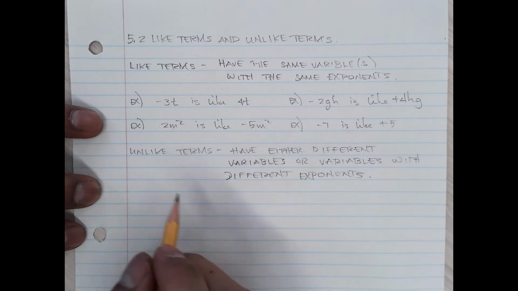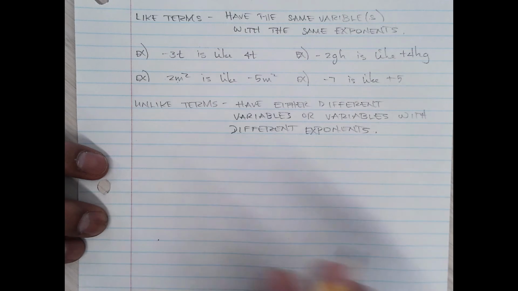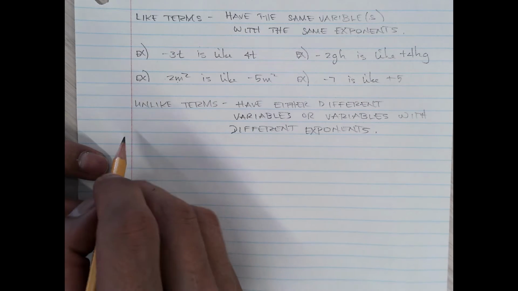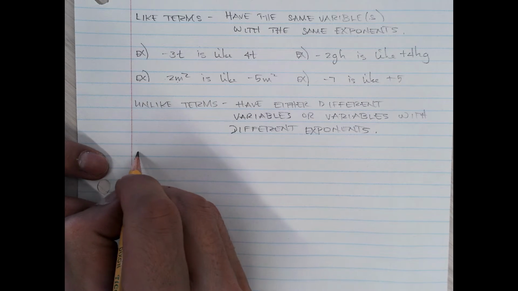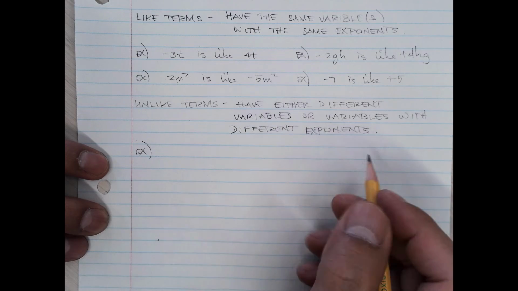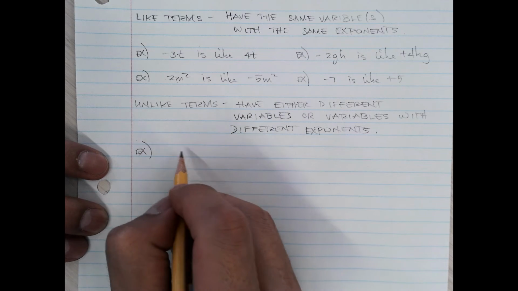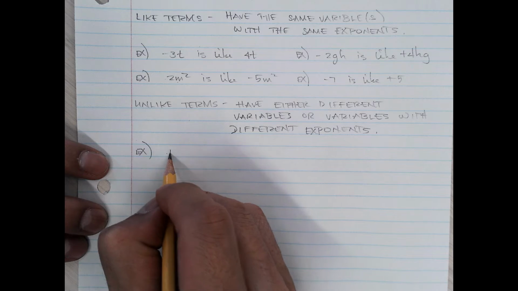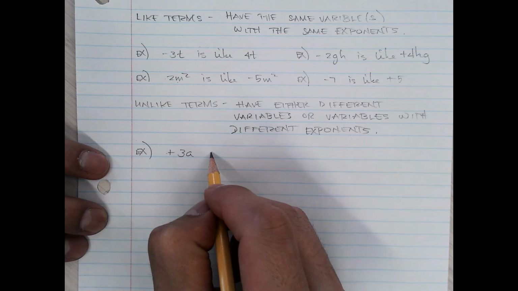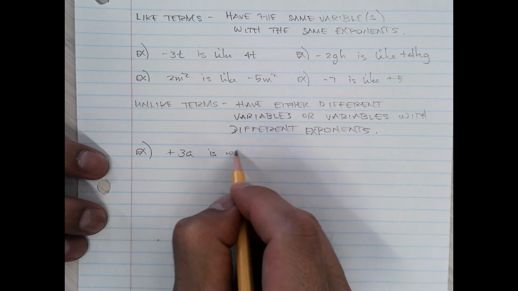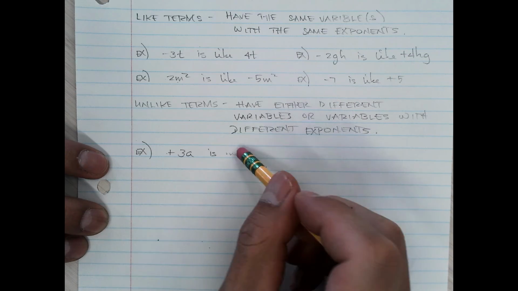It's taking so long, but again, I'm just trying to condense this one because you already have this. You should have these in your notes from Google Classroom also. So for examples of unlike terms, positive 3a is unlike, and I hope you guys don't mind, I'm going to start handwriting, it's a little bit faster.